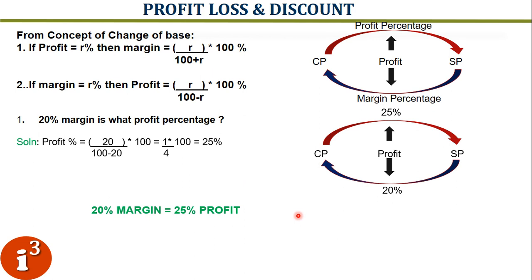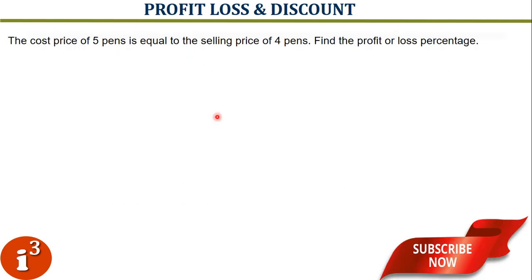So you should remember this relation. Many a time questions can be given directly in terms of margin. So you need to find out the profit, or the answer can be given as profit, but the options can be given in terms of margin. So you must know these relations. Now let's solve a few questions.